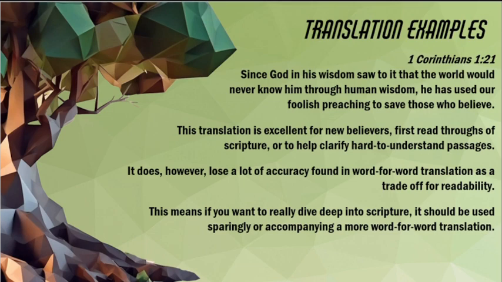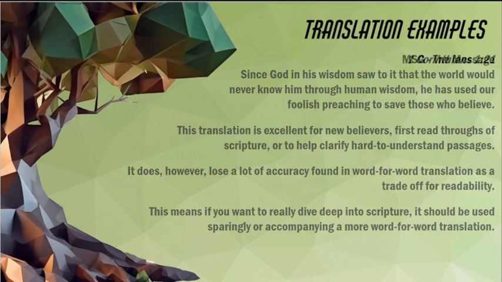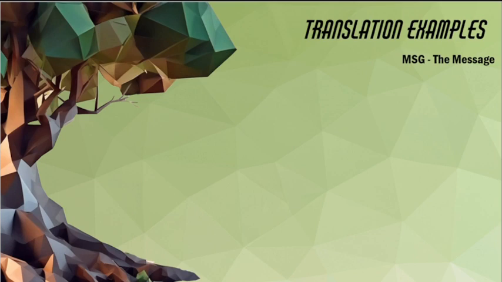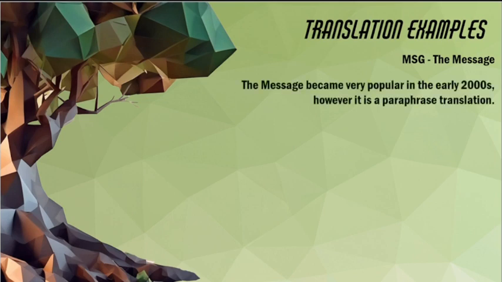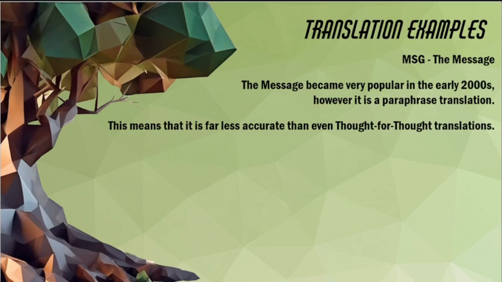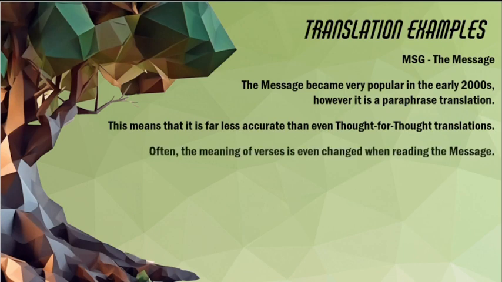Now, if you really want to go off base and far from the word for word, this is where you get The Message. I bring this up not as a recommendation, but because it is a popular translation and I want to reference it. The Message became very popular in the early 2000s. It is, however, a distinctly paraphrased translation. This means that it is so much less accurate than even thought-for-thought translations. You go to the NIV versus The Message, you're going to have a drastically different feeling. Often the meaning of verses is even changed. When reading The Message, I find the number of times I will see or hear a verse quoted and I'm like, I don't recognize that verse.